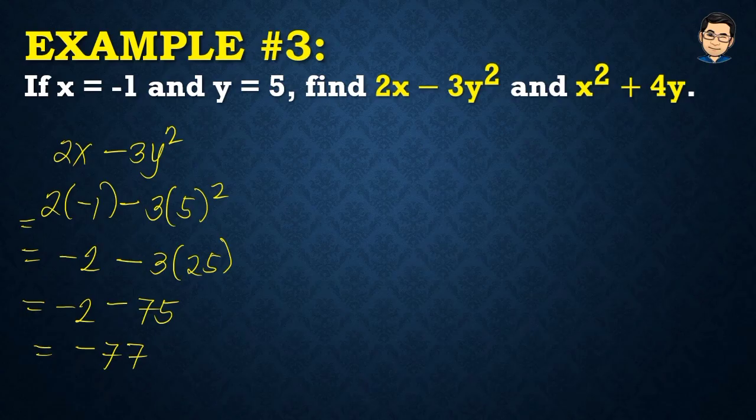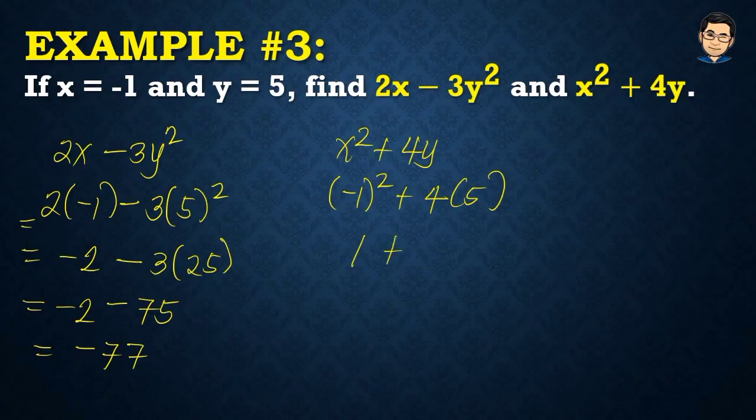Next, x squared plus 4y. X, that is negative 1 squared plus 4 times the value of y, 5. Negative 1 squared, that is 1, plus 4 times 5, that is 20. So 1 plus 20 is 21.